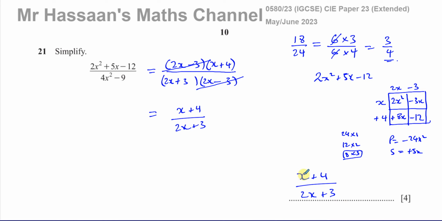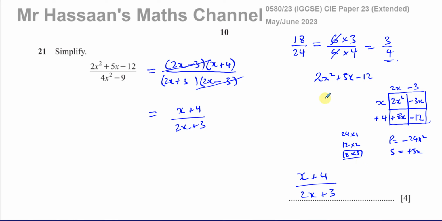That's how you simplify these algebraic fractions, by factorizing and then cancelling out the common factors if there are any. Normally you will have one in a question like this, and then you cancel them out, you get your answer. And there we have it. That's the answer to this question.